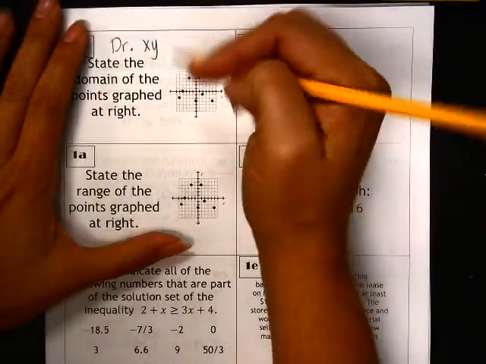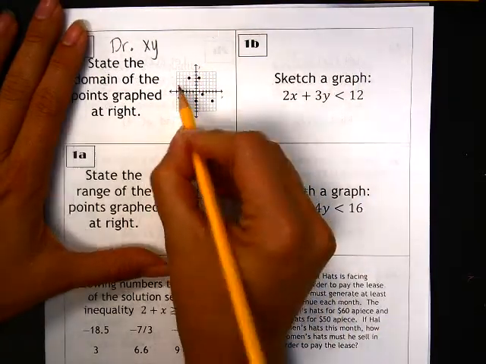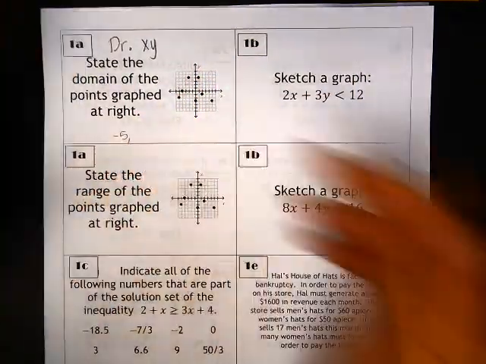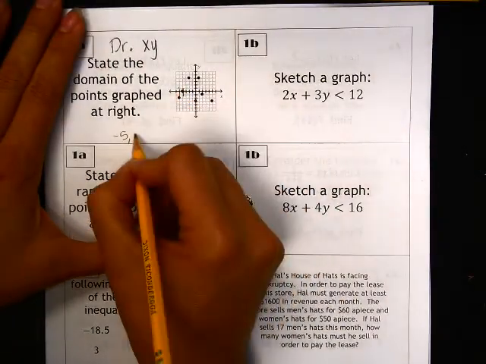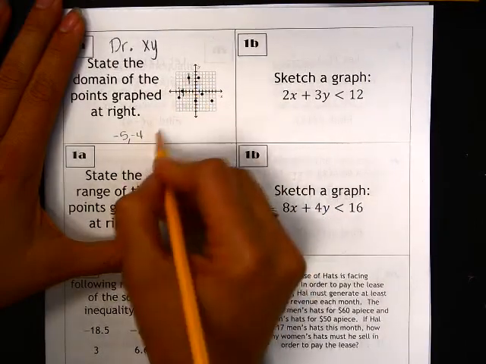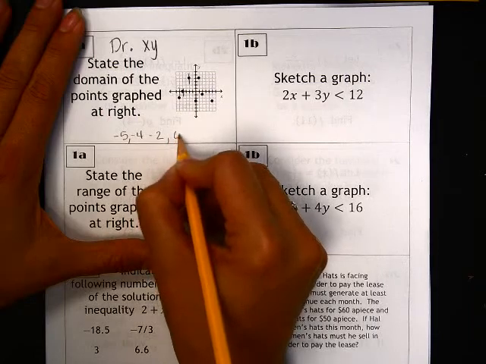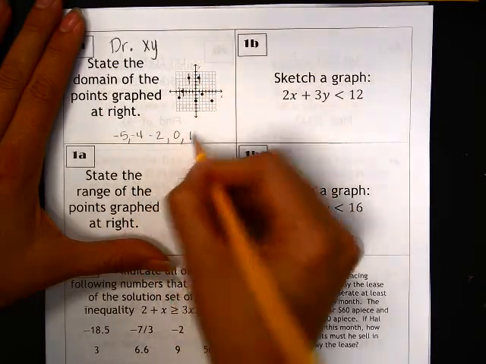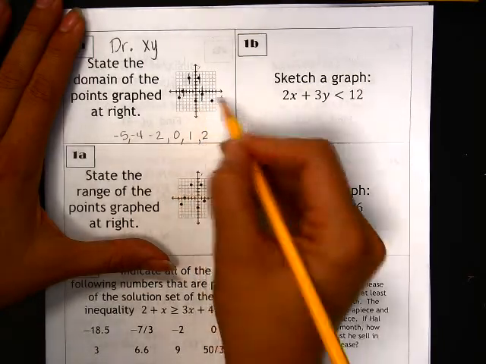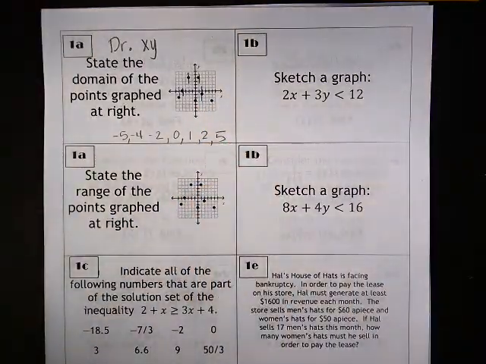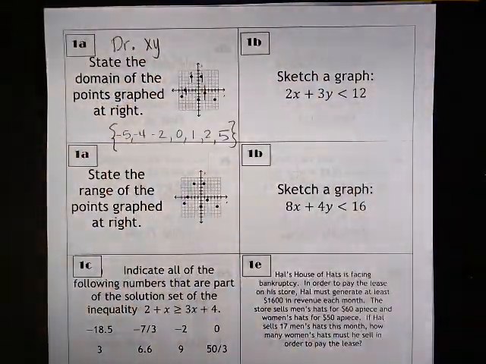So here what we're really trying to do, this point here is over at 1, 2, 3, 4, -5 comma something. So -5 is the domain. This was at -4. This was at -2. This was at 0 comma -3, but 0 is it. This is at 1. This is at 2, and this is at 1, 2, 3, 4, 5. So that's the domain. Those are all the X's here.